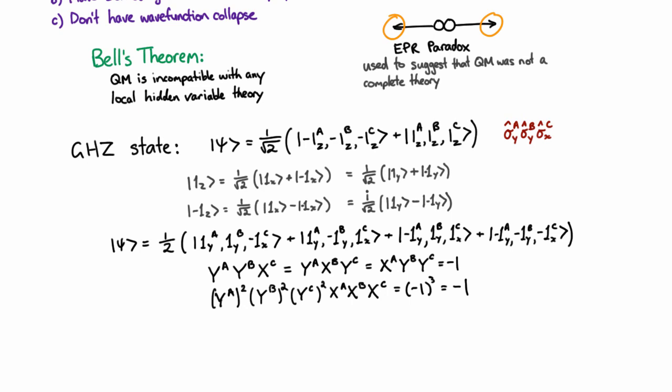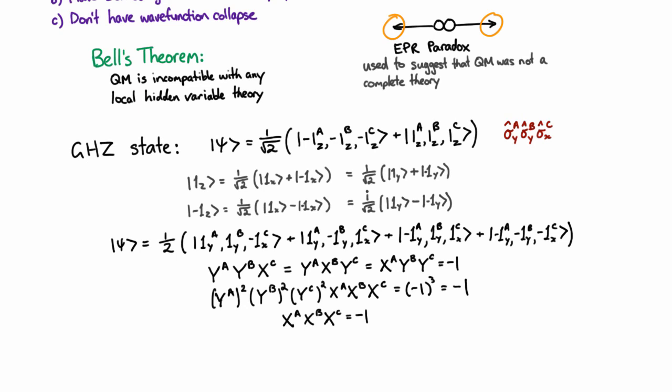Because we know that YA must be plus or -1, when we square it, we have to get 1. And the same for YB and the same for YC. We have the very simple result. So assuming a local realist theory, if we know the product of y, y and x in each case, then we can figure out what the product of x, x and x would be. That means if we were to measure the spin projection in the x direction and multiply those three results together, we should get -1.